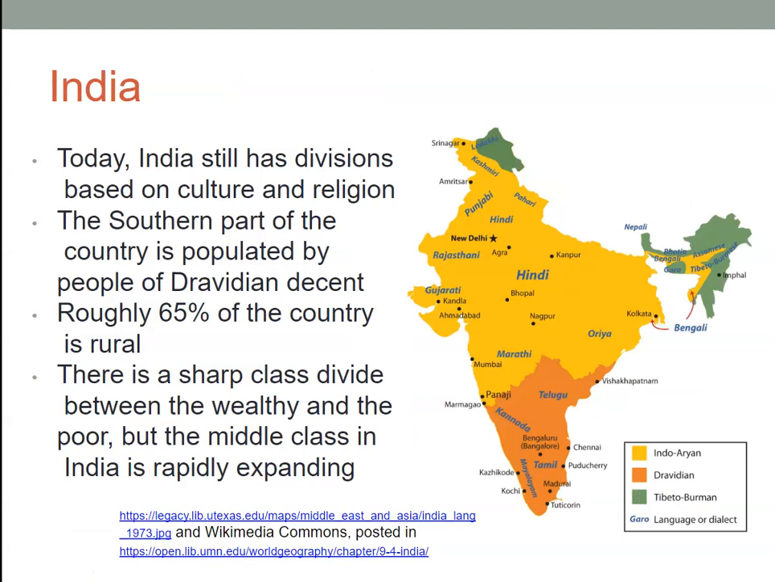So if we look at India today, we still do see divisions based on culture and religion. It is a very large country, both in terms of land size and number of people. China and India are kind of always going back and forth as to who is the most populous country by number of people. But we can see a difference in some of the language bases in this map here.